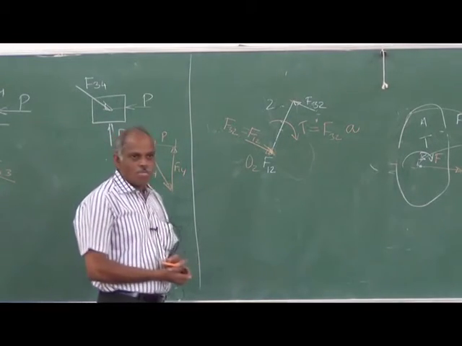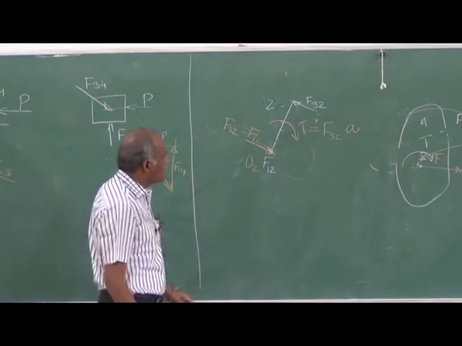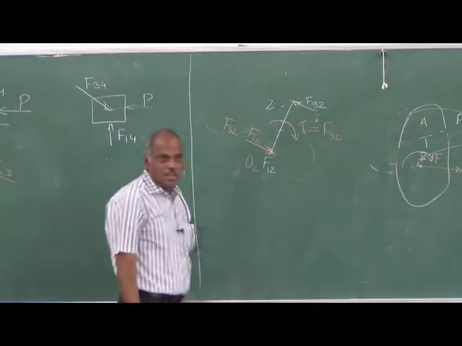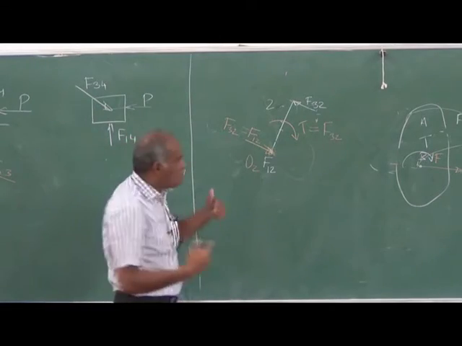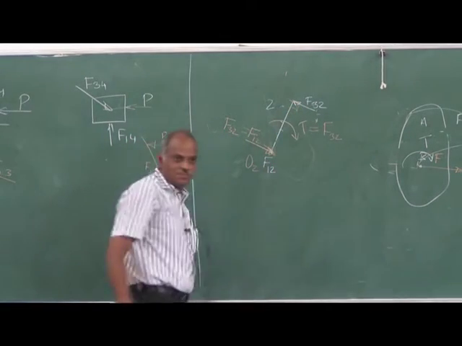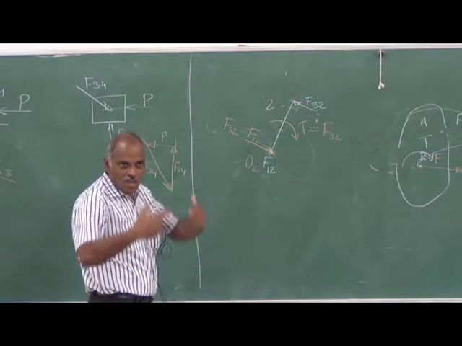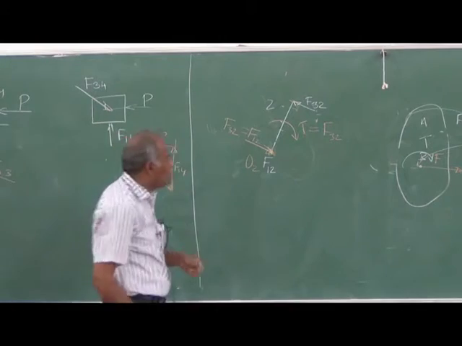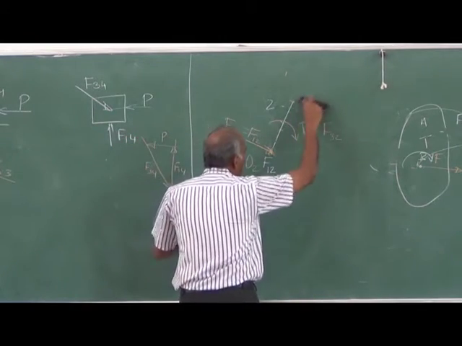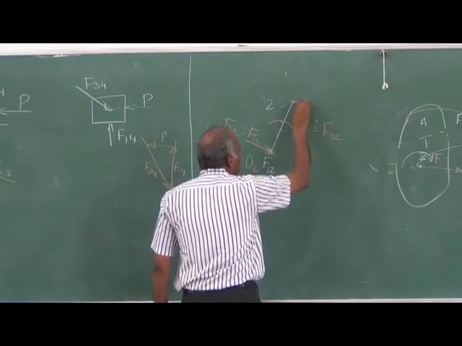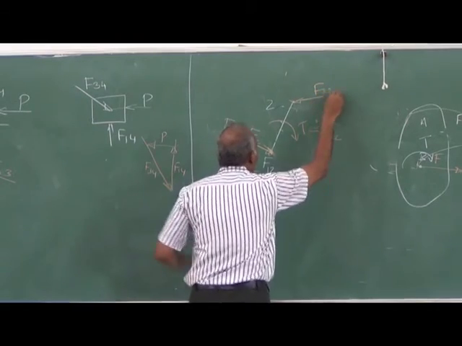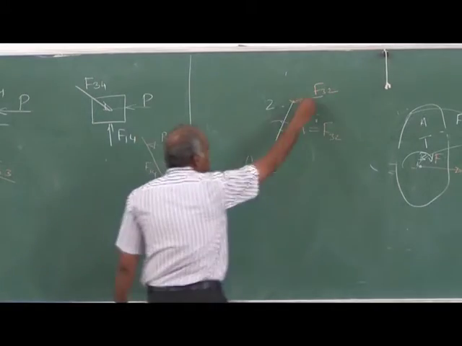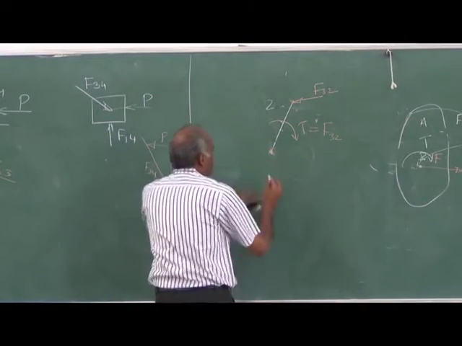But it is not necessarily the length of the linkage A, because you can take it as the length of the linkage A only if this is perpendicular. Because the arm of the couple is decided by the shortest distance between the two forces. Suppose this F32 is slightly inclined like this, then your reaction will be like this, parallel to it.